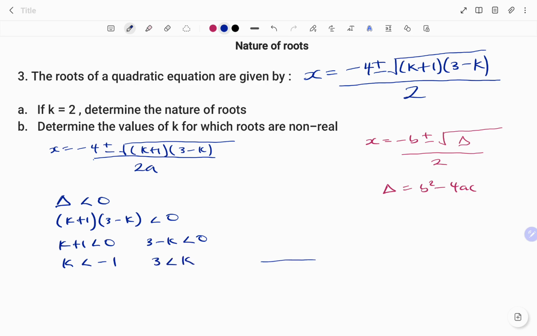I'm putting that on a number line. We have minus 1, we have 3. We're going to have a graph in that direction.